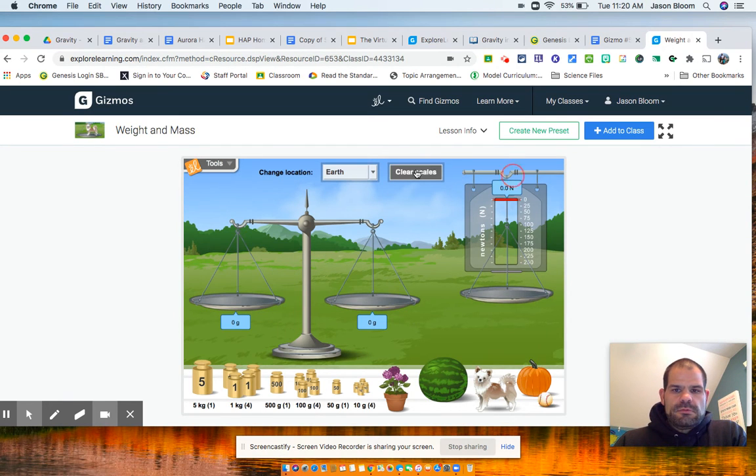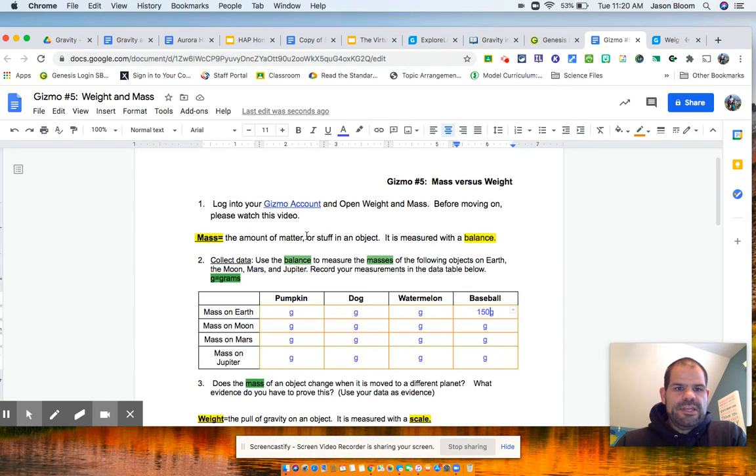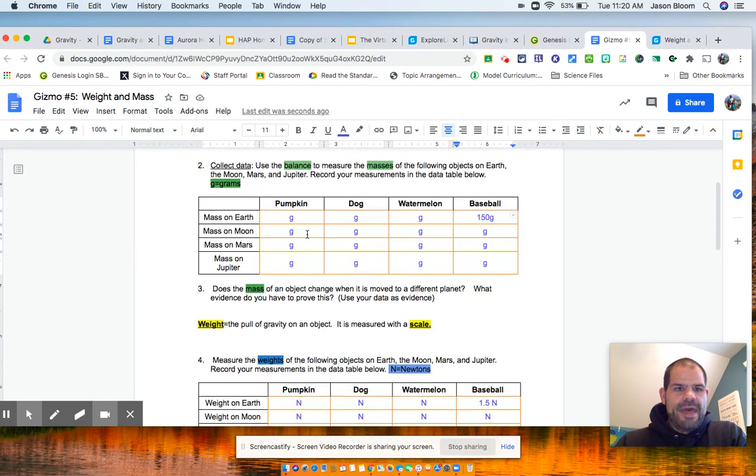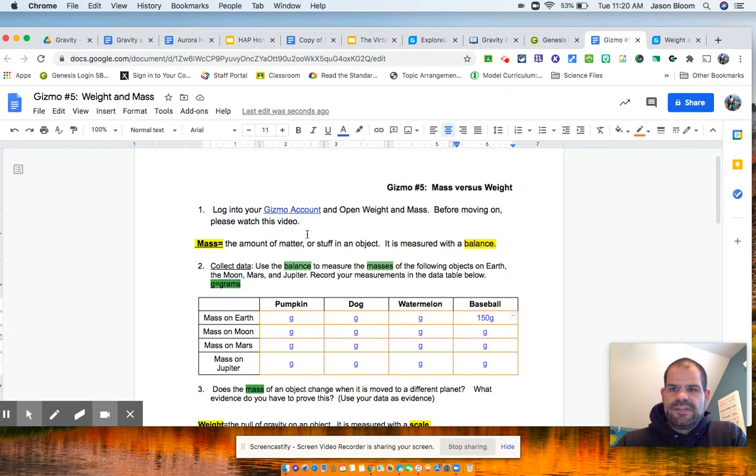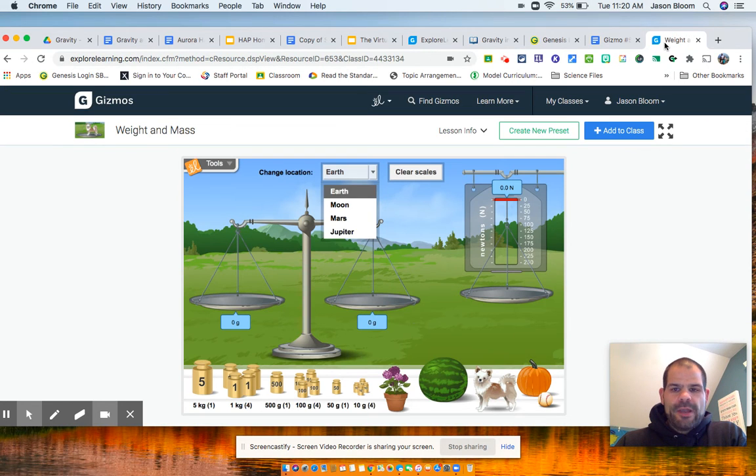So again, you got your balance on the left, your scale on the right, the objects at the bottom. You can change your location at the top, and you're going to work on completing the Gizmo number 5, mass versus weight activity sheet using the Gizmo. All right, I don't think I left anything out there. I think pretty much I explained all the tips that you can use.